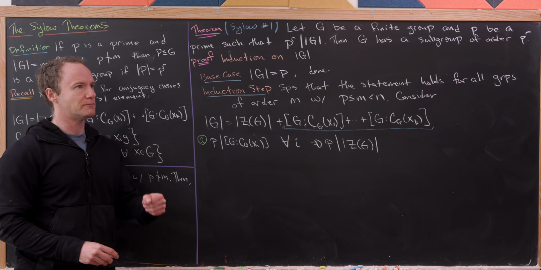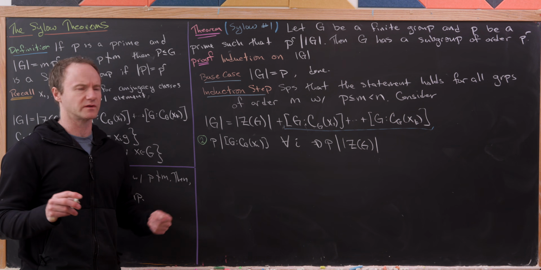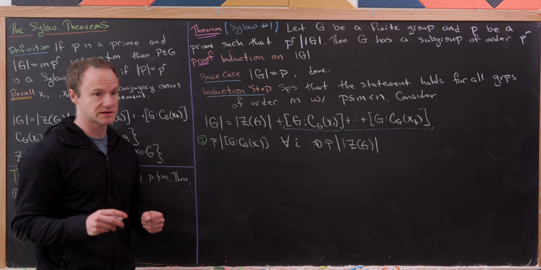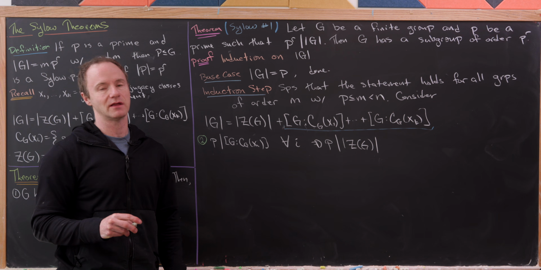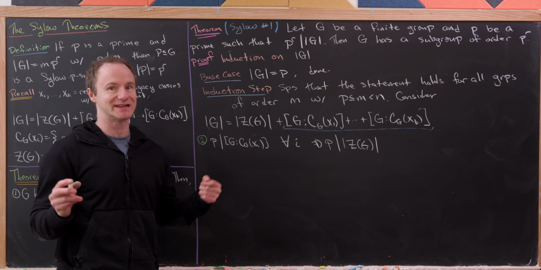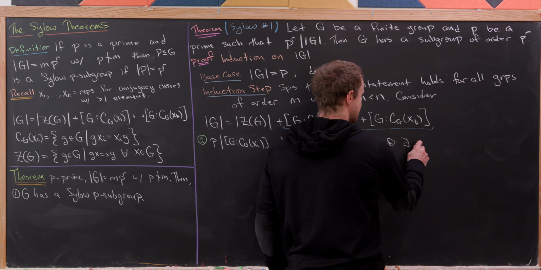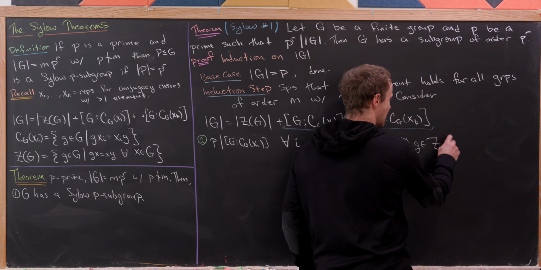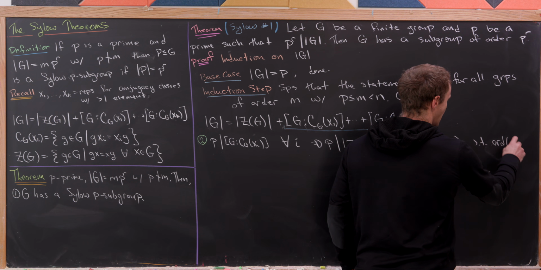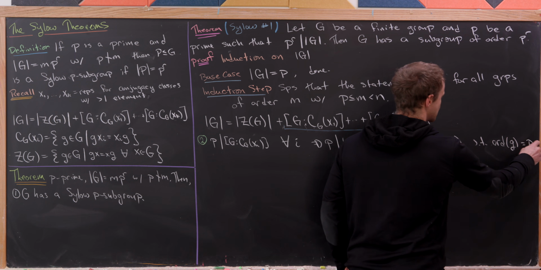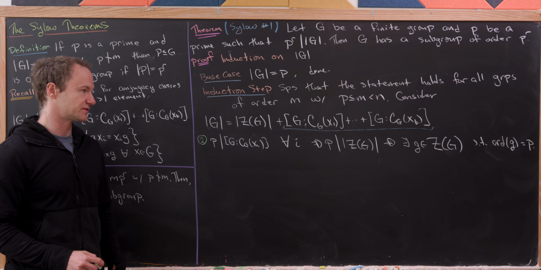But then by a structure theorem for abelian groups, which we probably would have looked at before this point, we know that that means that the center has an element of order p, because the center itself is an abelian group. So let's write that down. So there exists a little g inside of the center of G such that the order of little g is equal to p. Again, that's by a structure theorem for abelian groups.